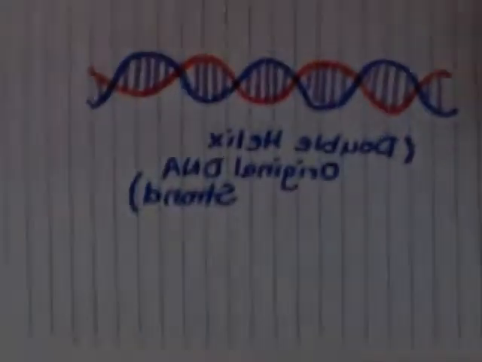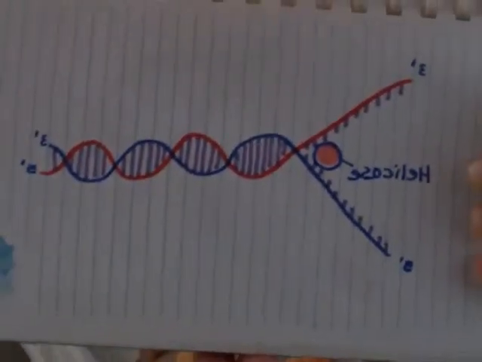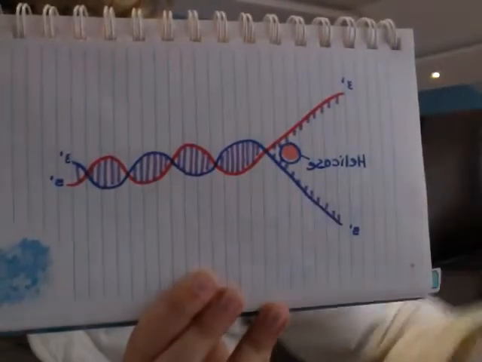So we have a double helix DNA like that. Yes, that is the original that you have in your body. And your cell decides, okay, let's make more. So this enzyme comes in and starts unzipping and unwinding the DNA. And then you have that. That is what happens, yes. And it moves from 3' to 5' direction.